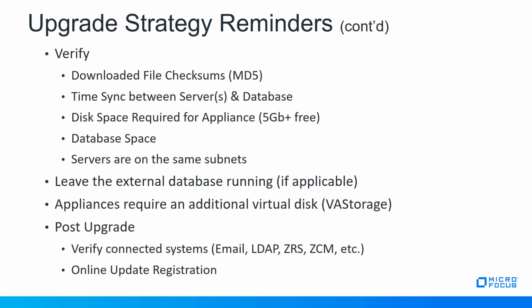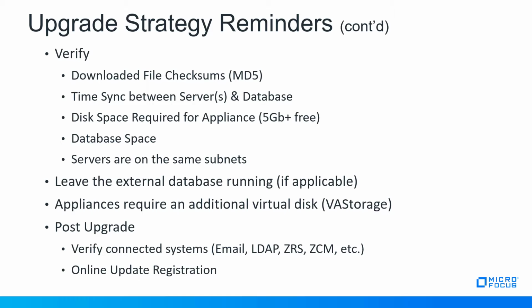Here are a couple more upgrade strategy reminders. Make sure you verify all downloaded files with their checksums. Double check your time sync between servers and external databases. Your disk space required for additional appliances is 5 gigabytes plus for the migration. Make sure there's free space, and also on your database. And then that servers are on the same subnets. Leave the external database running if you're doing the migration with an external database.